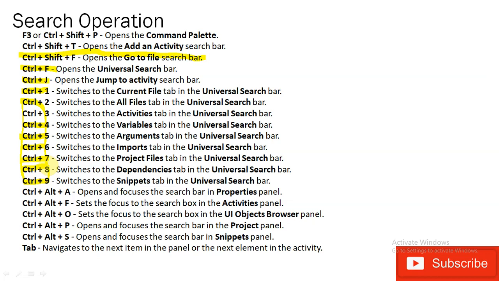Control plus Alt plus A will set the focus to the search bar in the properties panel. Control plus Alt plus F sets the focus to the search box in the activities panel. Control plus Alt plus O sets the focus to the search box in the UI object browser panel. Control plus Alt plus P sets the focus to the search bar in the project panel. Control plus Alt plus S sets the focus to the search bar in the snippets panel. The Tab key will help you navigate to the next item in the panel or the next element in the activity.